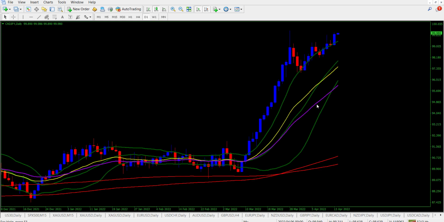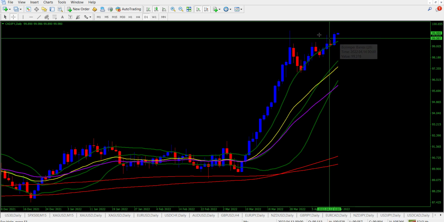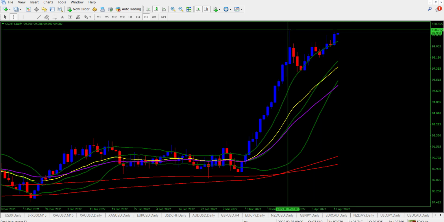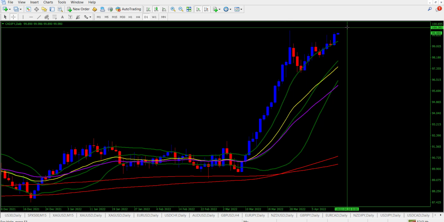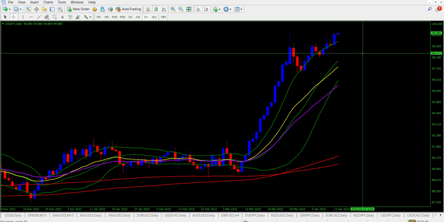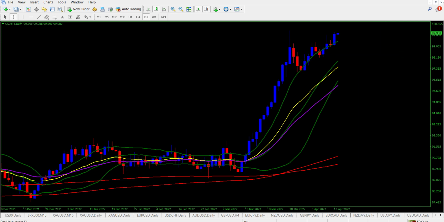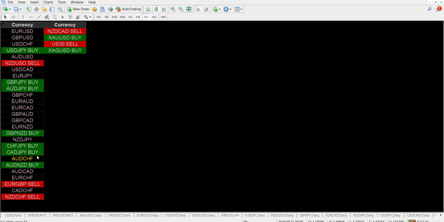The next is CAD yen. CAD yen looks okay, but if it breaks this resistance area in the New York session and tries to retest and create some pattern in the shorter time frame, I'll consider this pair too. I'll put this pair on the radar too. So till now we have CAD yen and pound yen as potential pairs for tomorrow's market.